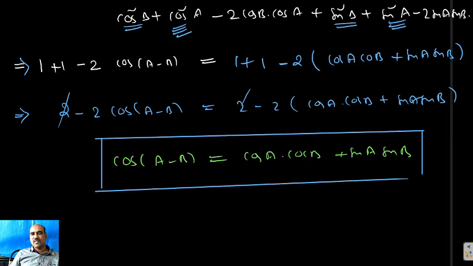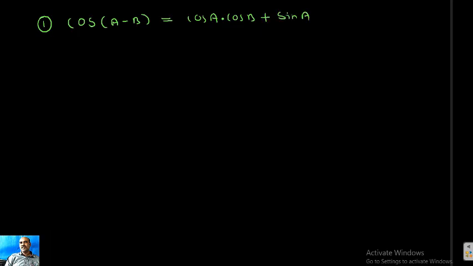Students, important and final result: cos of A minus B should be remembered as cos A cos B plus sin A sin B. Yeah, students, I want to write what you got now. That is taken as result 1: cos of A minus B is equal to cos A cos B plus sin A sin B. This is result number 1.